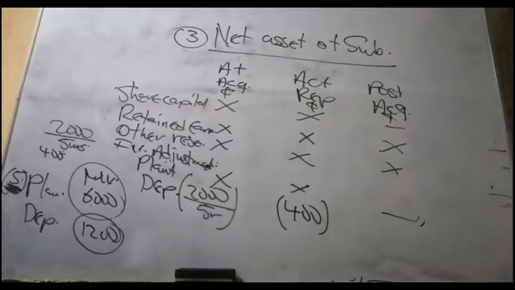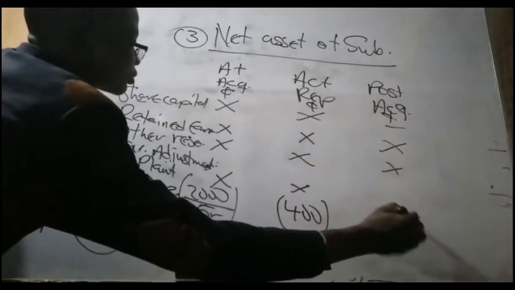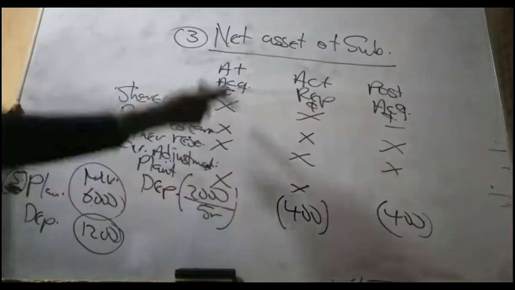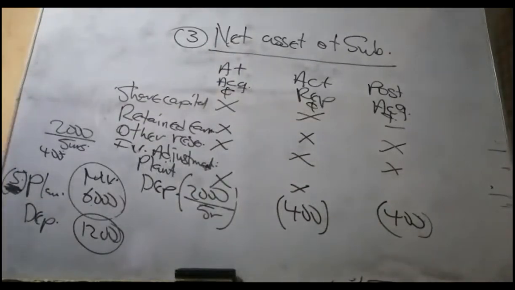So you subtract it. And then you go to post acquisition, you subtract it again, because 400 minus 0. At acquisition, it will be 0 or nothing. Okay, then you continue the game.